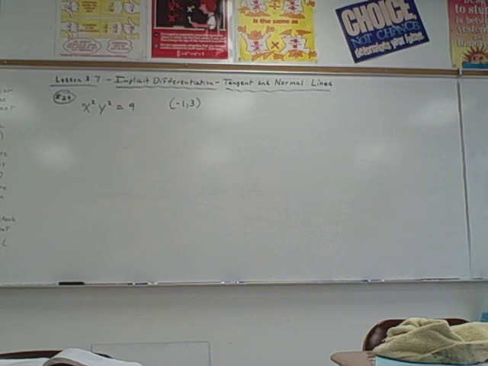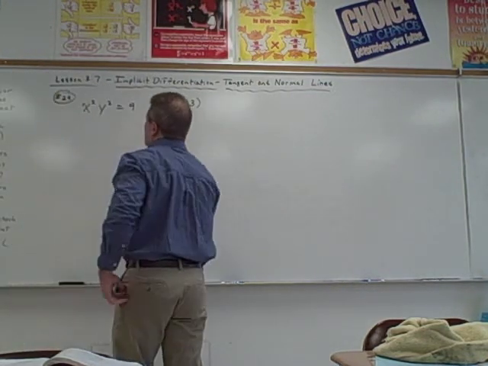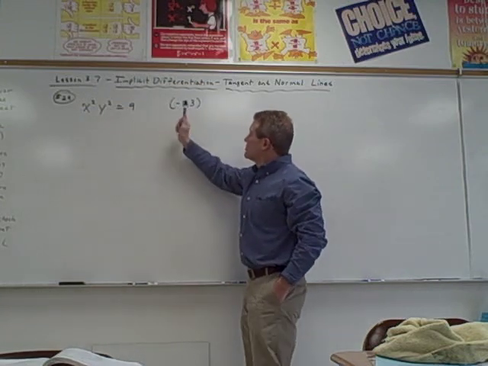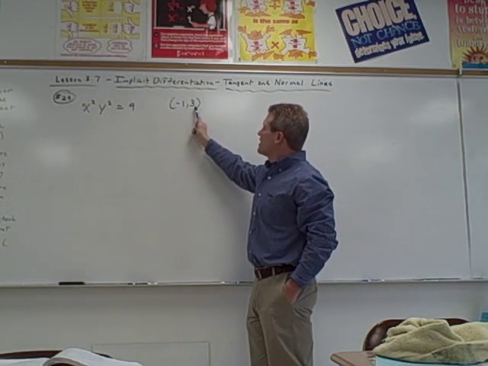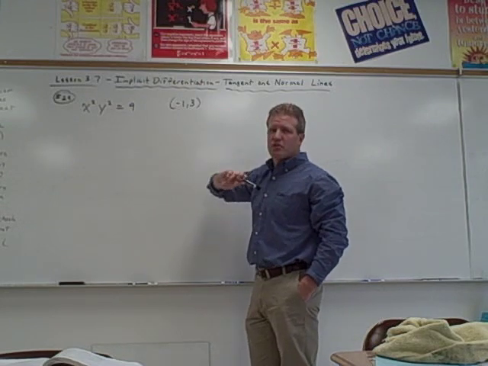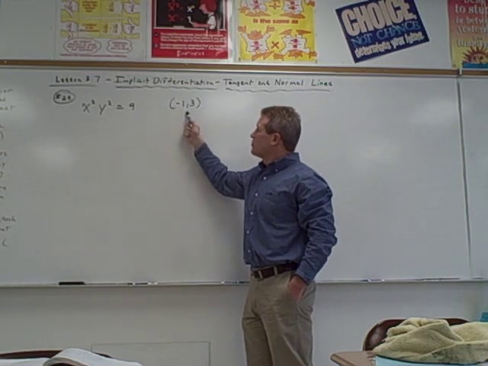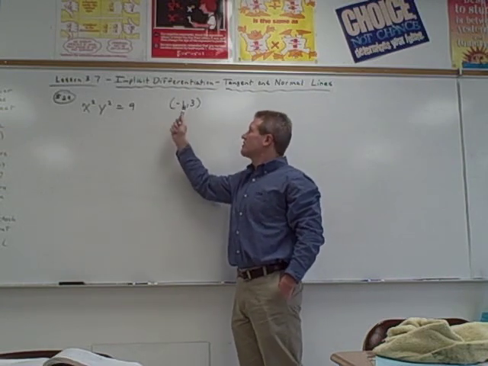This is lesson 3.7. We're doing implicit differentiation, and we have an equation of x squared times y squared equals 9, and they give us the point (-1, 3), and they want us to find the equations of the tangent line to this curve at this point, and also the normal line to this curve at this point.